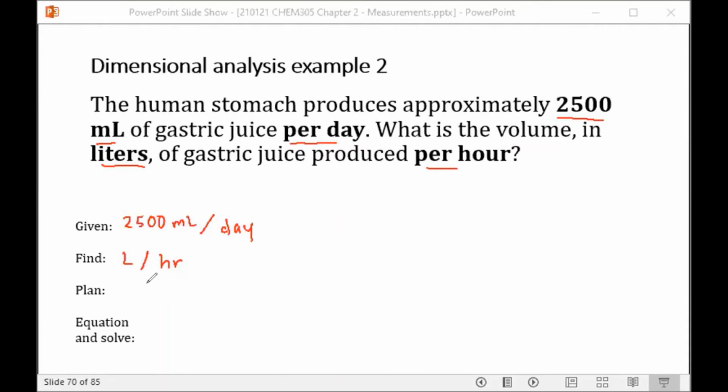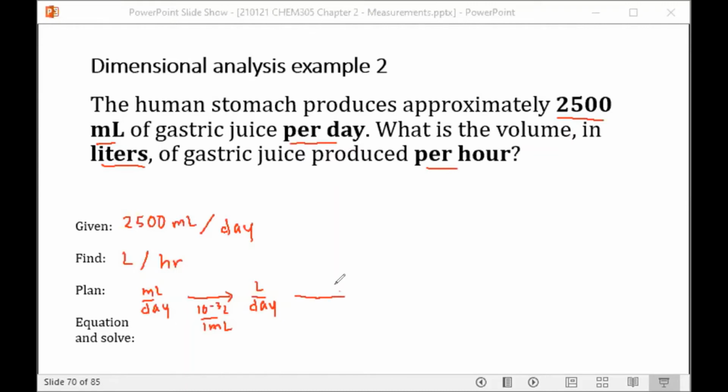So let's come up with a plan. We're starting with milliliters per day. Those are our starting units. And the first thing I'm going to do is convert milliliters to liters. So after that conversion, I'll have units of liters per day. To convert milliliters to liters, we use the prefix table. There's 10 to the negative third liters per 1 milliliter. Okay, so I've got my liters in the numerator, which is what I want to find, so I'm good there.